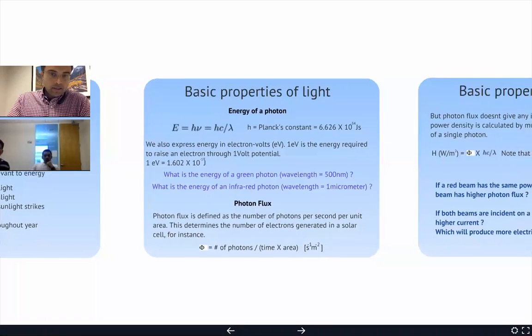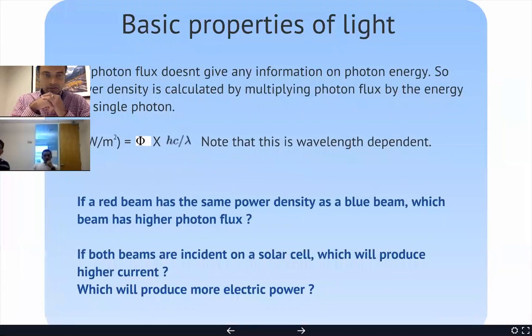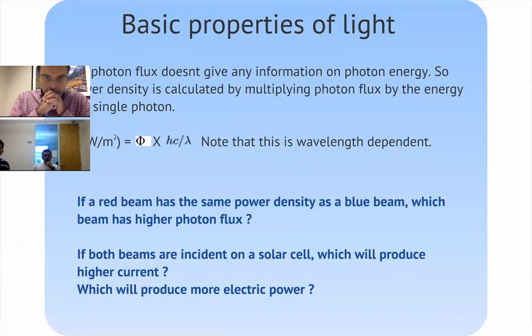Let's keep going, and then you can think about some of the concepts as we go along. We talked about energy and we talked about flux, but flux and energy are somewhat independent. In other words, the photon flux doesn't give any information on the photon energy. So you can have a flux for blue photons or a flux for green photons, and they could mean completely different things in terms of energy.